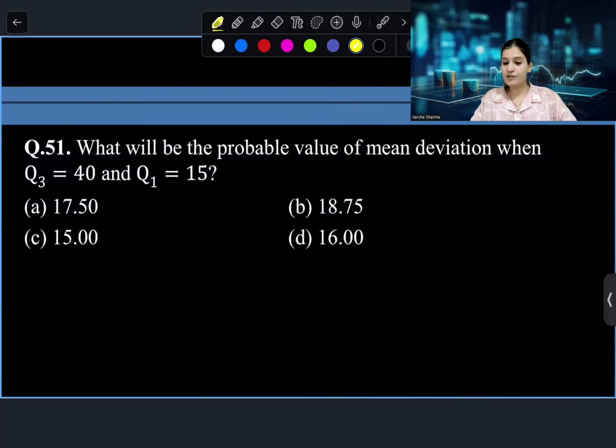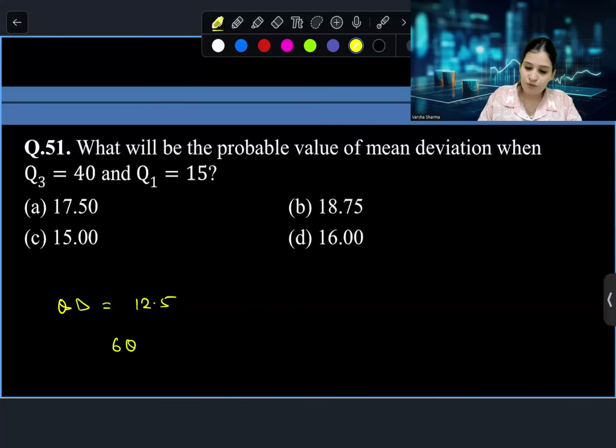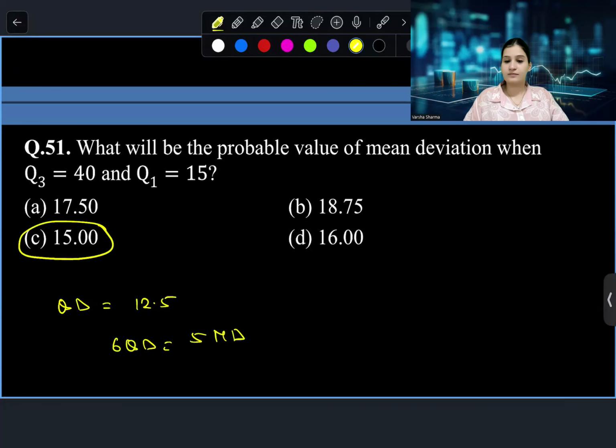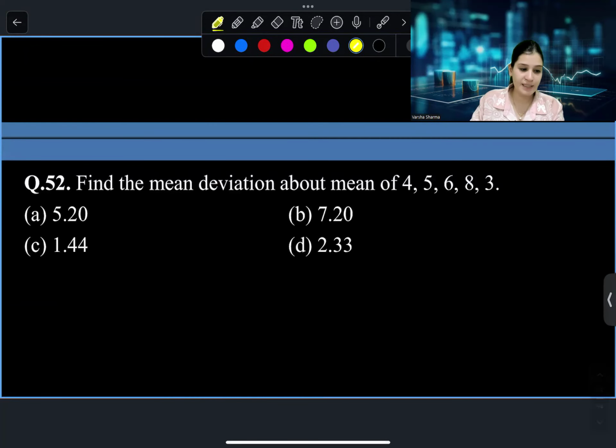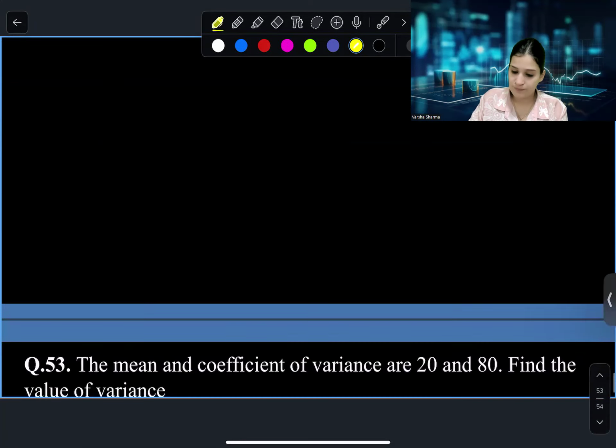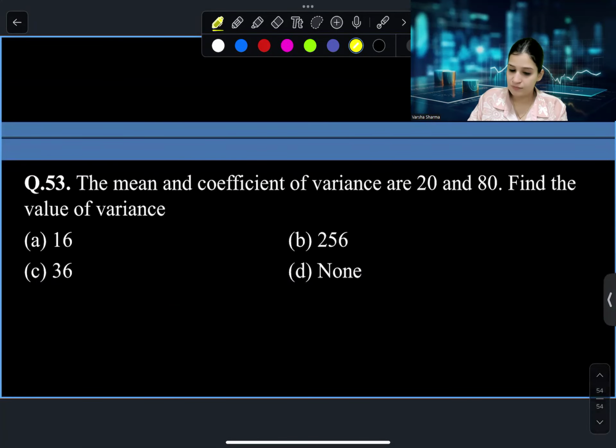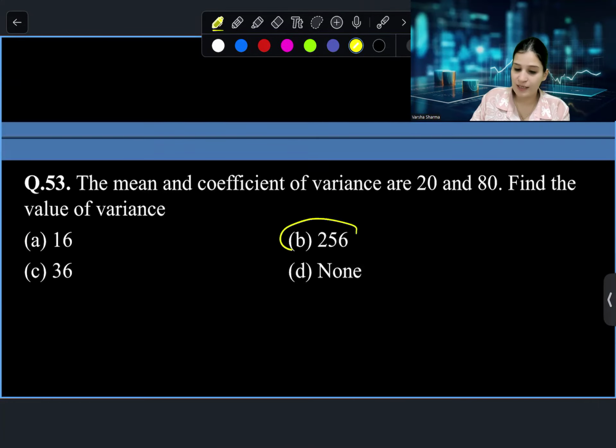What will be the probable value of mean deviation? First find out quartile deviation. Q3 minus Q1 by 2, 12.5. We have done the sum. 6 quartile deviation equals 5 mean deviation. So mean deviation will be 15. Find the mean deviation. It's a repeat sum again. 1.44. 256 was the answer.